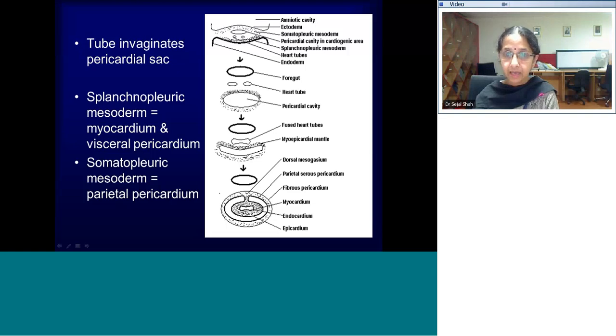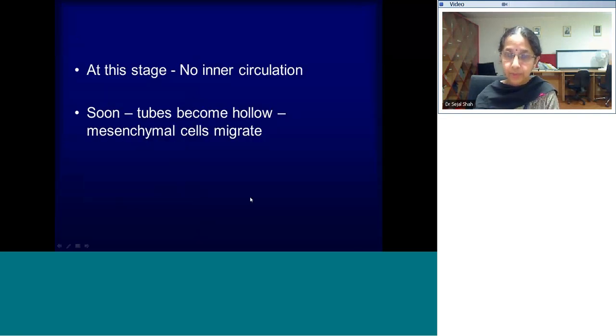And then after the folding, this is how the heart tube lies in the center, surrounded by the pericardial cavity. Simultaneously, we can see that the two heart tubes have fused now. At this point in time, they are not hollow. So these tubes do not have inner circulation, but very soon these tubes become hollow, and then there is migration of mesenchymal cells.